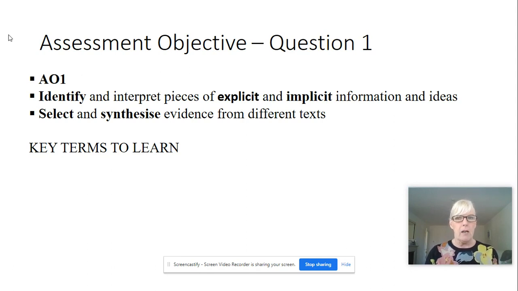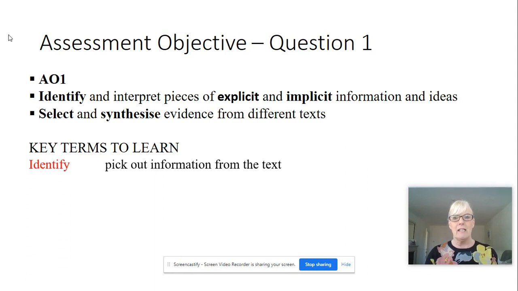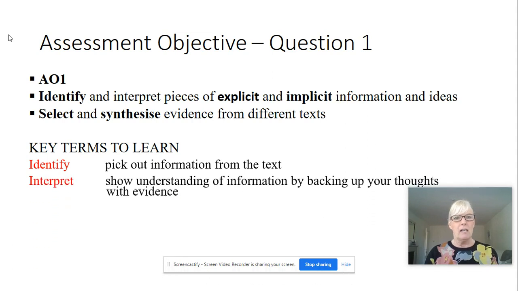But we're looking at AO1 today for question 1, and you're asked to identify and interpret pieces of explicit and implicit information and ideas. And secondly, to be able to select and synthesize evidence from different texts. So we've got some key terms to learn here. The first one, identify. That means to pick out information from the text. Interpret, show understanding of information by backing up your thoughts with evidence.